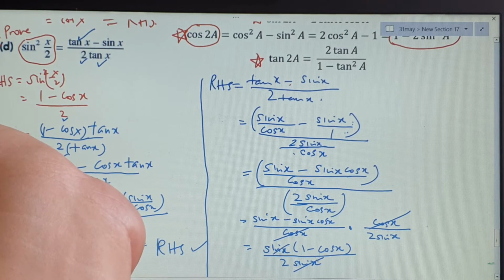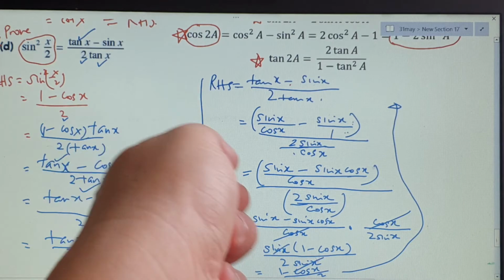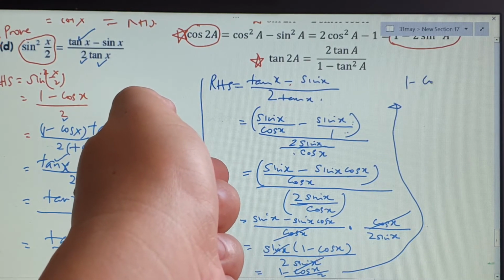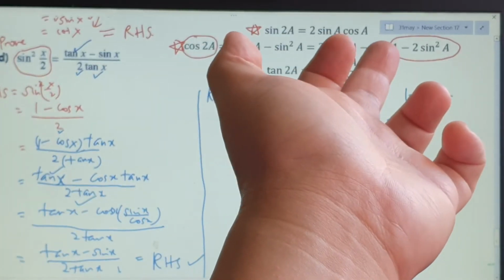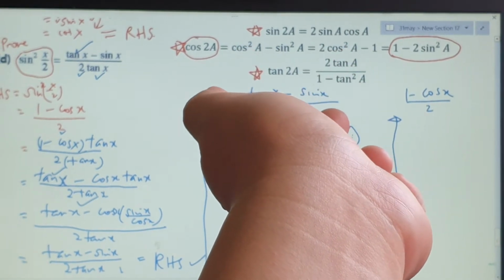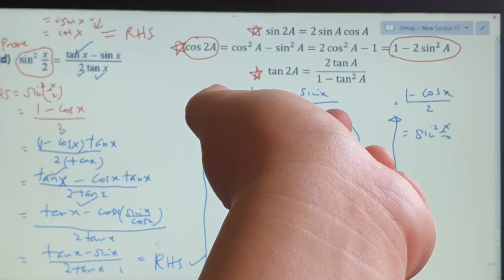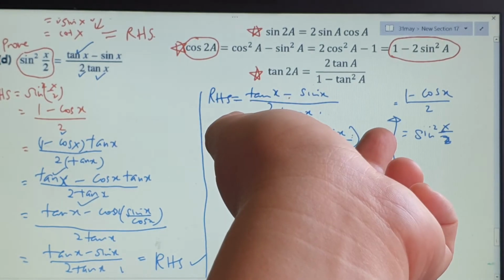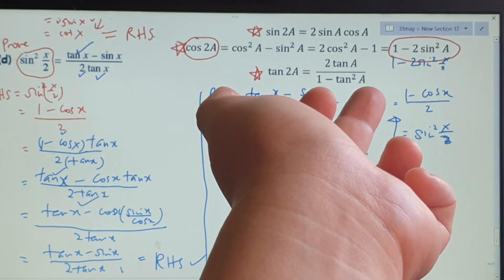Okay, then again I can cancel, and I would have 1 minus cos x over 2. Now, 1 minus cos, okay, I rewrite here. 1 minus cos x over 2 is actually this fella just now. Remember just now we said that this one is 1 minus 2 sine square x over 2.